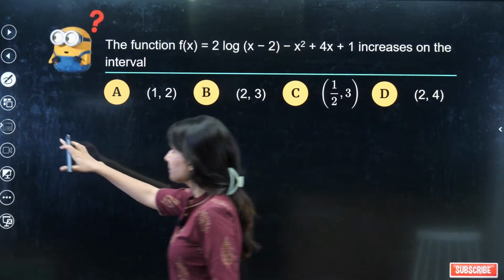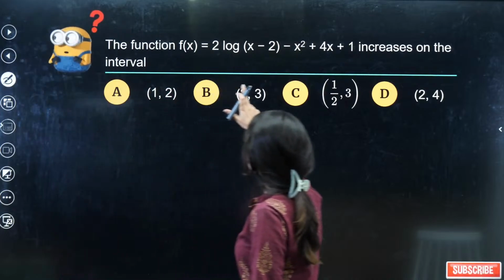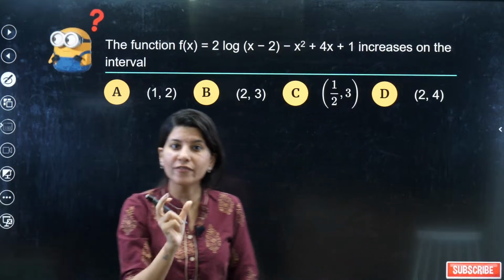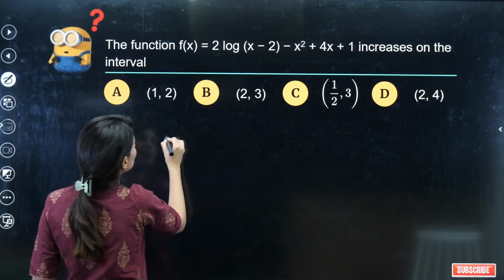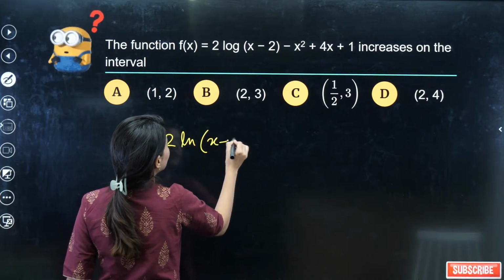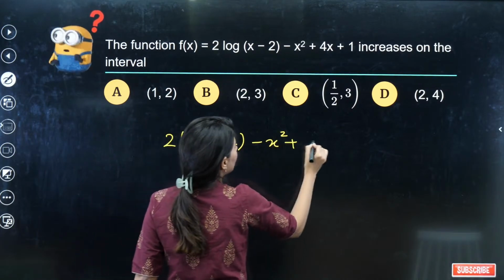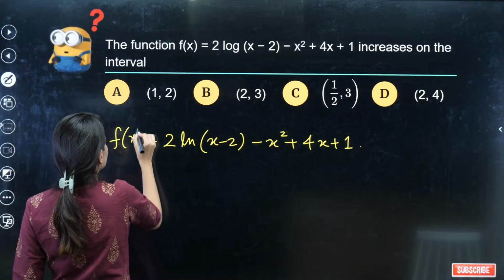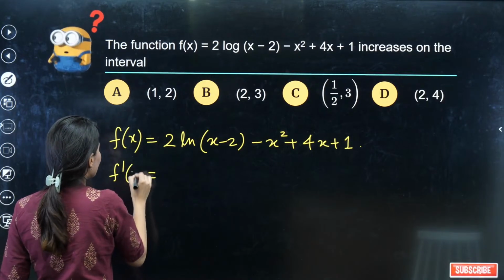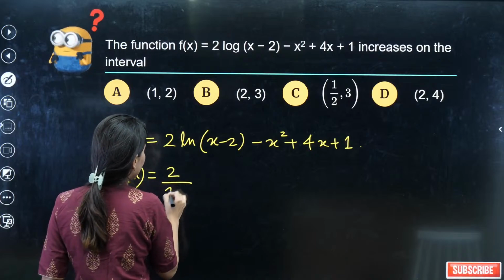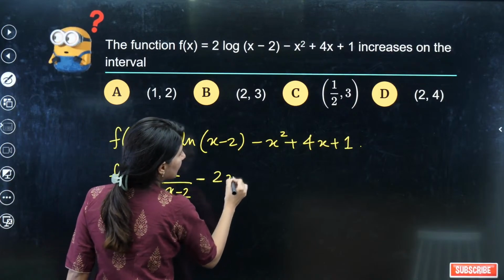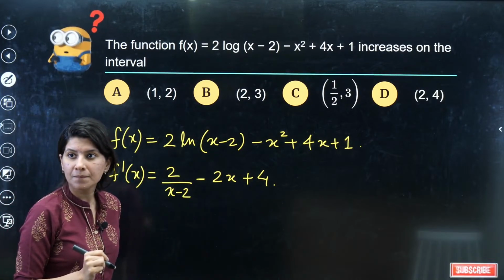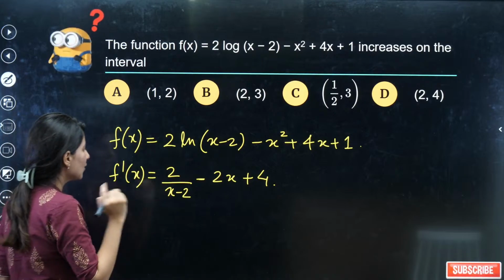So this is your question. The function f(x) is equal to this, increases on which interval? So we need to find the interval of increasing. Basically f of x is equal to 2 log of x minus 2 minus x square plus 4x plus 1. Now f dash x is equal to 2 upon x minus 2 minus 2x plus 4. That's it. This is your f dash x.